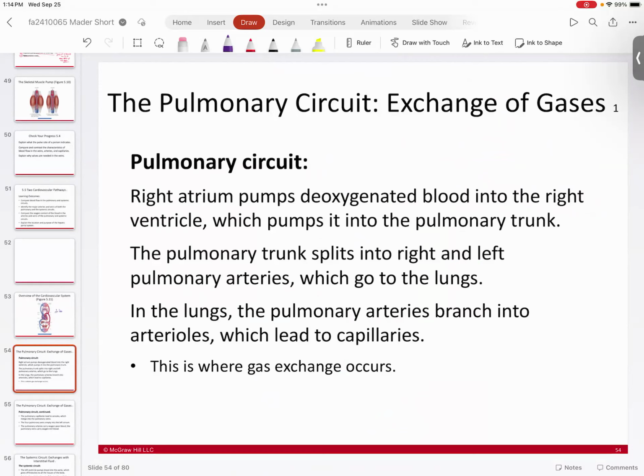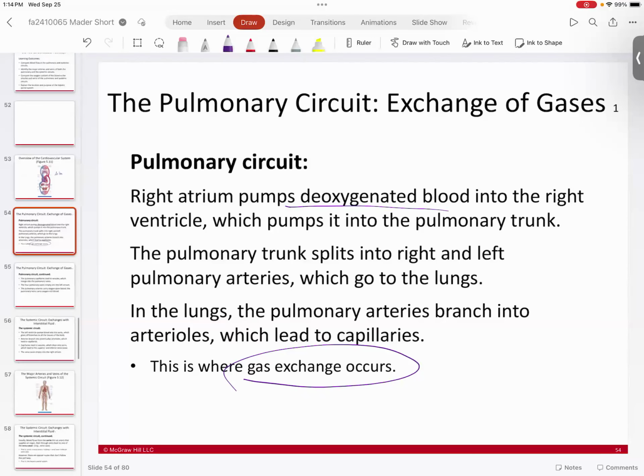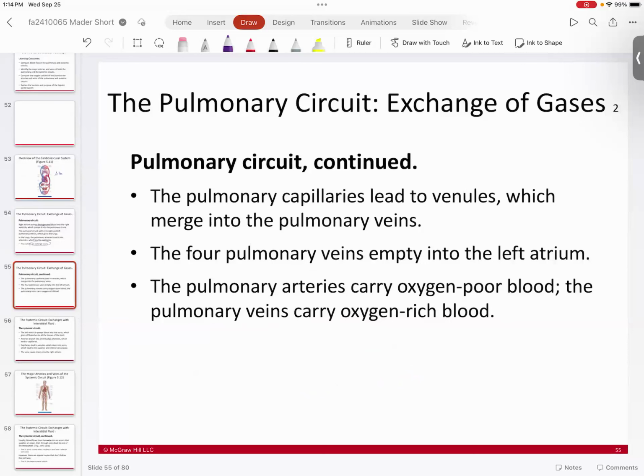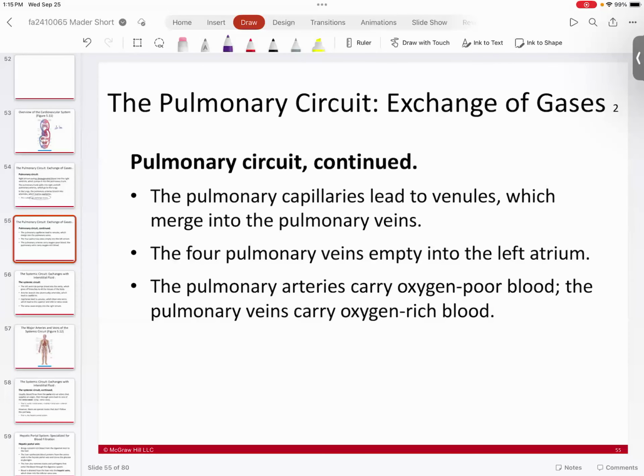So in the pulmonary circuit, you have your right atrium pumping that deoxygenated blood into the right side. And so it moves it into the pulmonary trunk. When it gets into the lungs, this is where you're going to get your gas exchange, right? This is where you're swapping out your oxygen for your CO2. And that's typically due to the pressures of the oxygen and the CO2 there that causes those to diffuse. We talked about diffusion earlier, right? The movement of molecules from a high concentration to a low concentration. So that's what's happening.